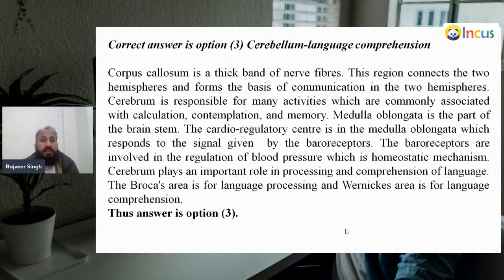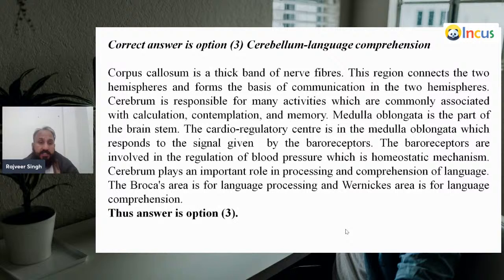Cerebrum is responsible for many activities which are commonly associated with calculation, contemplation, and memory. Medulla oblongata is the part of the brainstem, and the cardioregulatory center in the medulla oblongata responds to the signal given by the baroreceptors. The baroreceptors are involved in the regulation of blood pressure, which is a homeostatic mechanism.